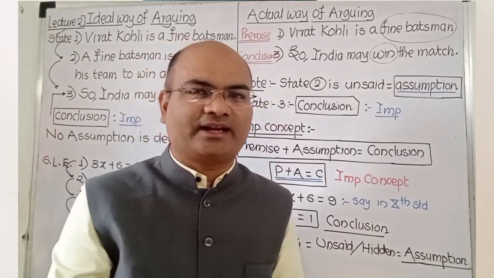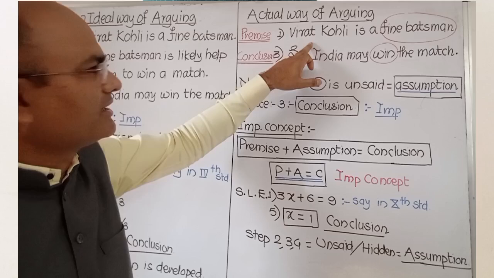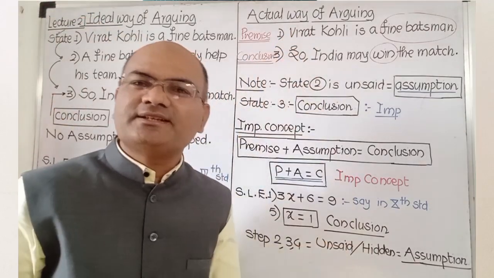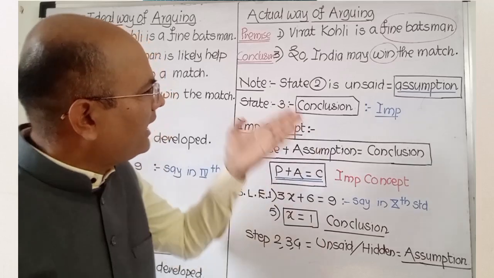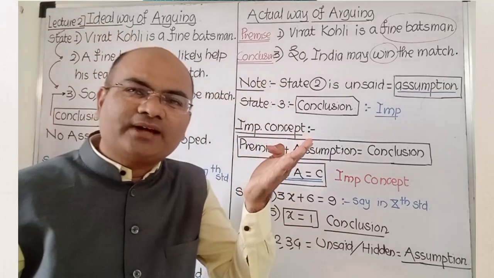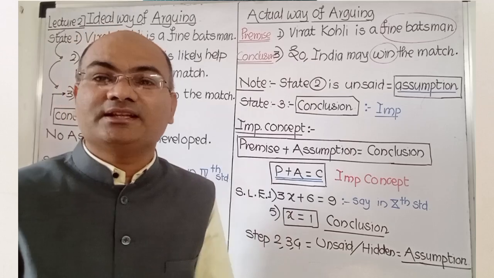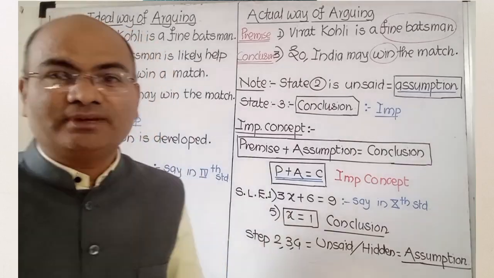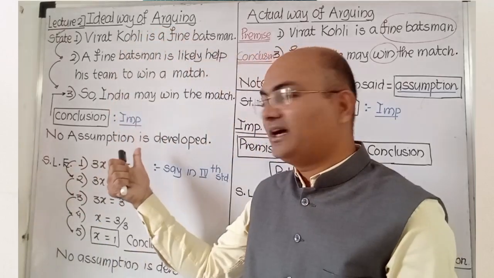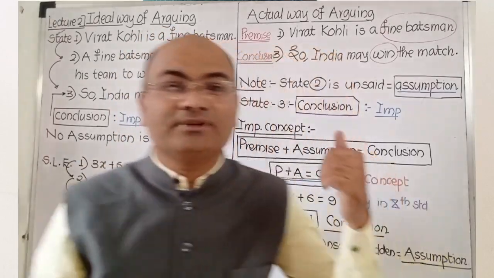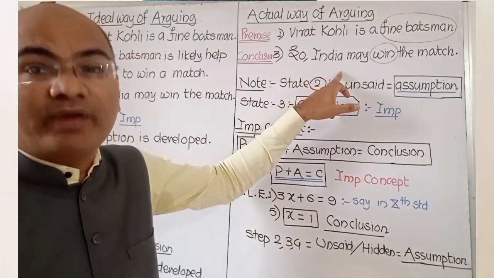Suppose I go to our actual example, my dear friend. Suppose once again consider the same example. Mr. Virat Kohli is a fine batsman. And my dear friends, here we have come directly to statement number 3. So India may win the match. Means we conclude, but indirectly. Here we are directly drawing the conclusion; here we are putting the conclusion indirectly. So India may win the match.